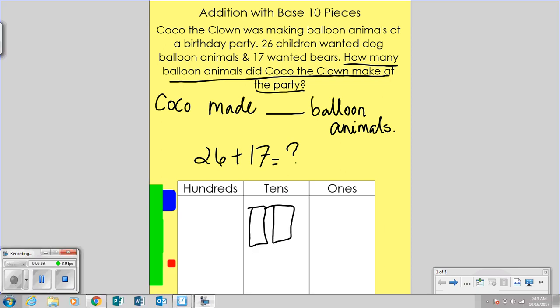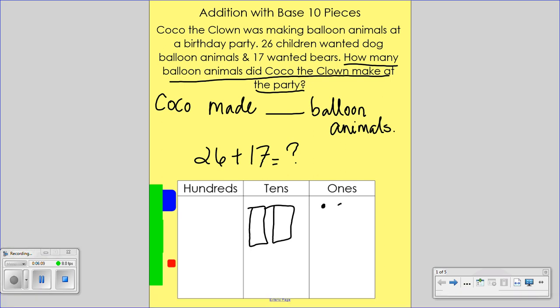Alright, 2 tens, which Courtney just told us stands for 20, which means how many ones do I need? Brian? 6. So your base 10 place value board should look something like this. Right?